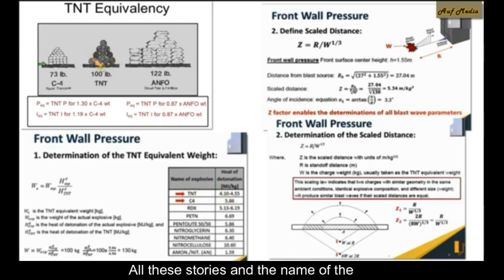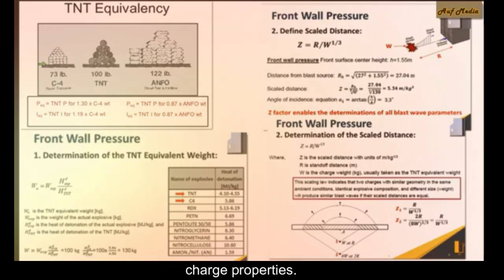All these materials and their names are included in this table. Once you know the name of your material, you divide the heat of detonation by the heat of detonation of TNT. It is a very common method. And you multiply it by the W of the material that you are talking about. It gives you W equivalent of TNT. And then you enter the curves because all the curves are prepared based on the TNT charge properties.